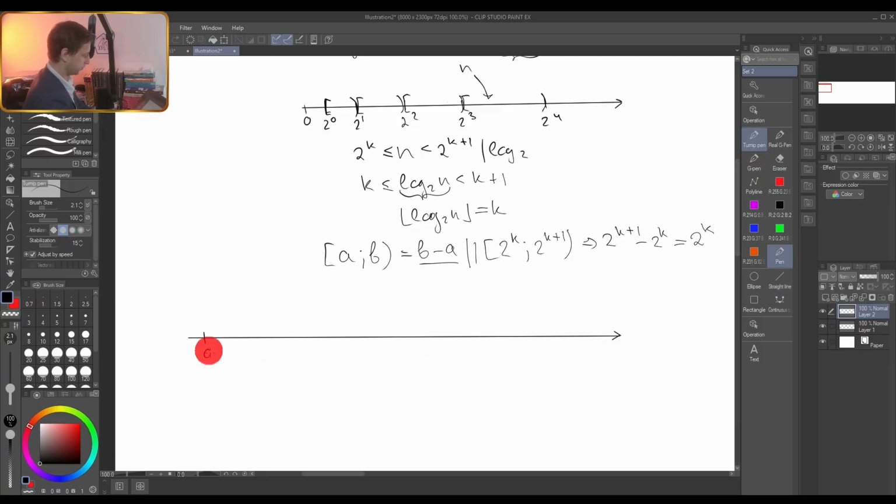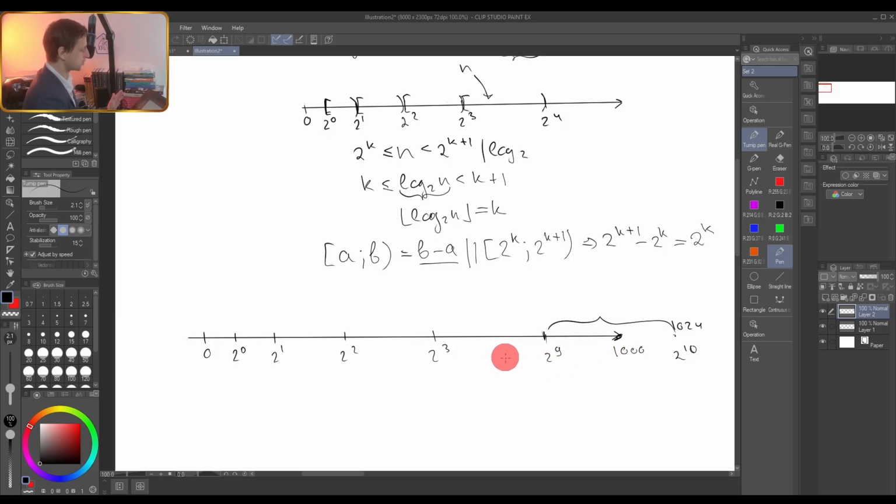So we'll start here, we'll just mark 0, 1, which is 2 to the power of 0, 2 to the power of 1, here we have 2 to the power of 2, here we have 2 to the power of 3, and so on, up to 1000. So 1000 is close to 2 to the power of 10. So here we will have 2 to the power of 10, which is 1024, and 1000 will be here. So this last interval from 2 to the power of 9 to 2 to the power of 10 is not completely in our range.